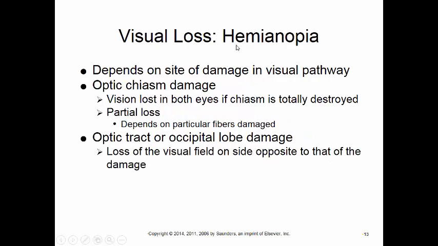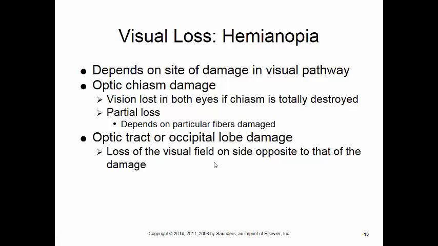Visual loss is called hemianopia, and this is going to depend on where the damage is in the visual pathway. If it's in the optic chiasm, then the vision is lost in both eyes. Partial loss depends on which fibers are actually damaged. If it's in the optic tract or the occipital lobe, the loss of the visual field is opposite of the damage.